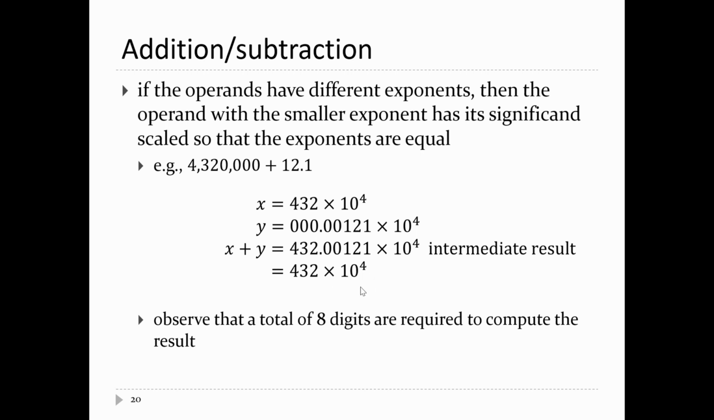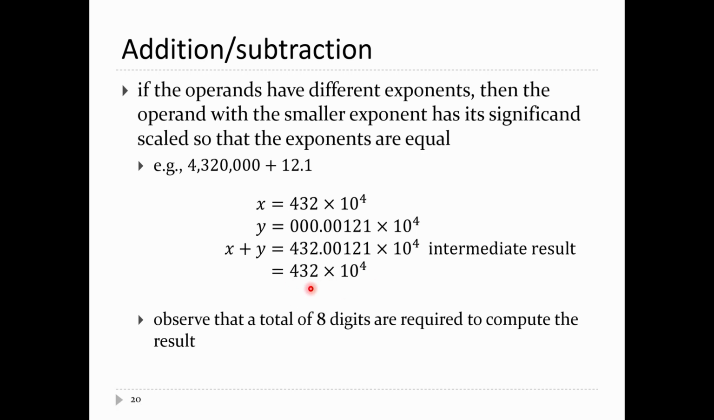So you can either discard all the digits, so just ignore them, or you can round. So if that's like a 5, you can round the 2 to a 3. It doesn't matter which one you do in this course. I don't actually know, real computers don't do it exactly this way anyway. Right? But it's close enough for our purposes. Right? And so now you get 432 times 10 to the 4. Right?